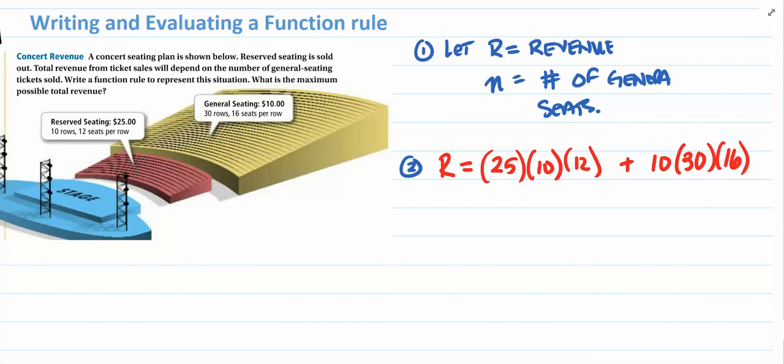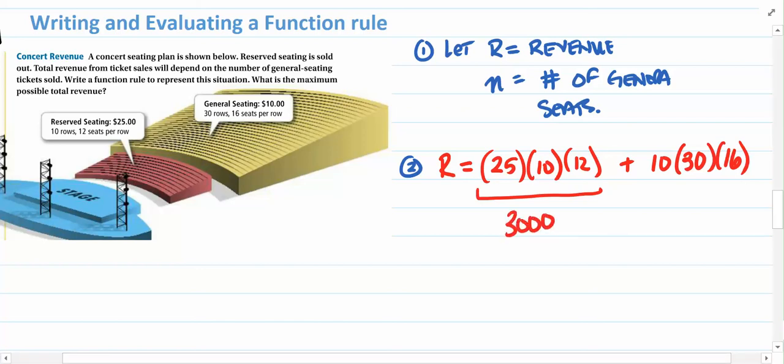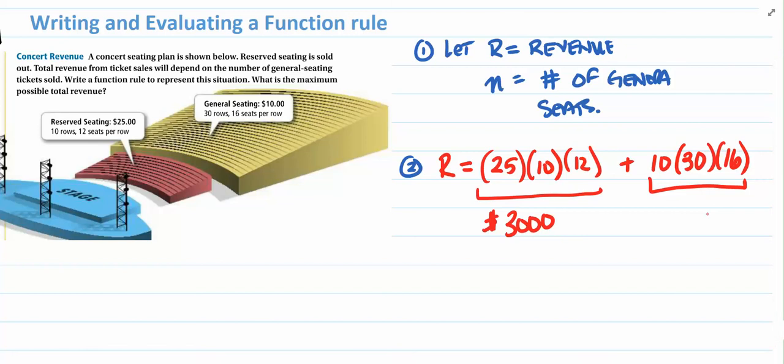So from here, if we calculate how much this is, 25 times 10 times 12, we get a grand total of 3,000. So they would generate $3,000 just from the reserved seating alone. And then from here, if we calculate 10 times 30 times 16, I'll do that real quick over here, we would get $4,800 from the general seating section.